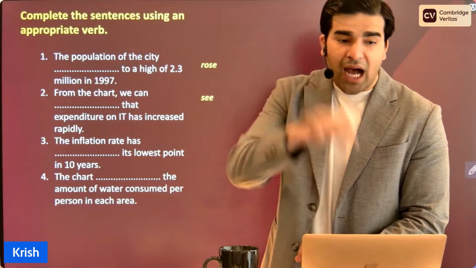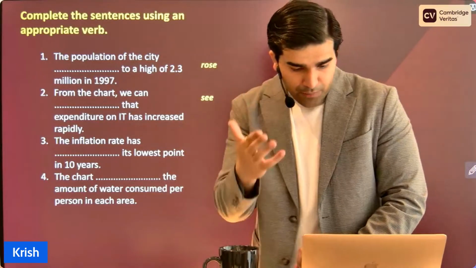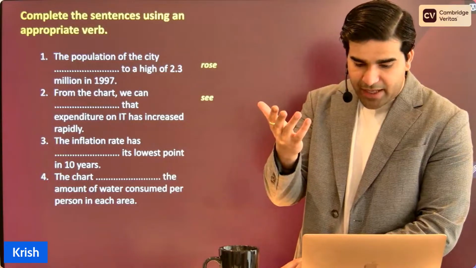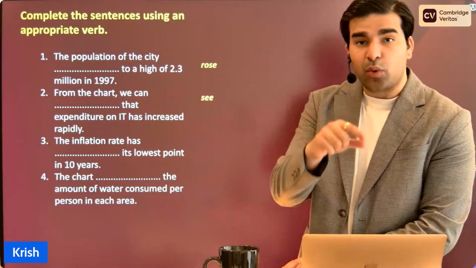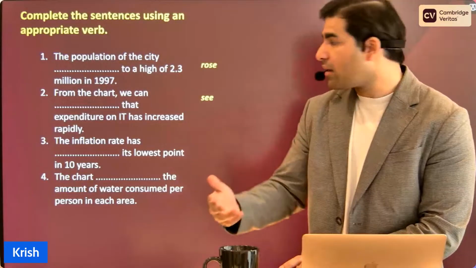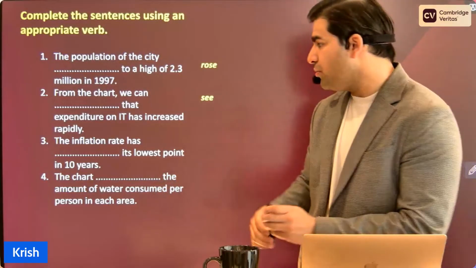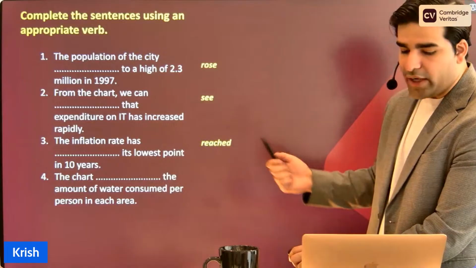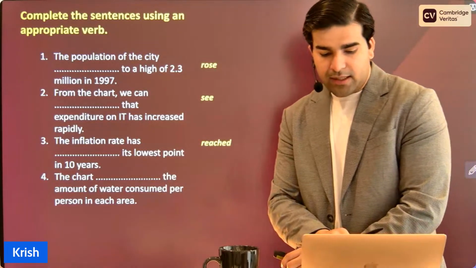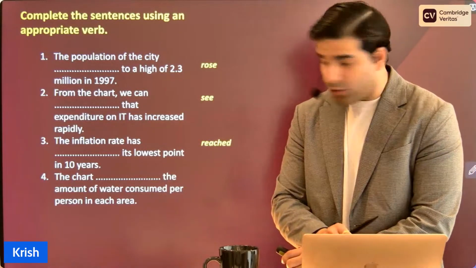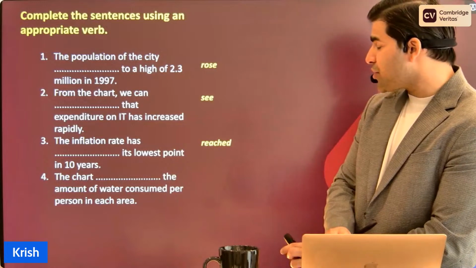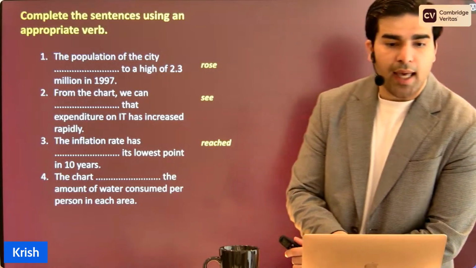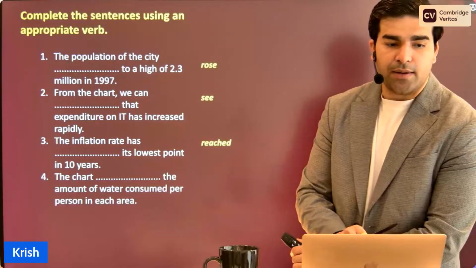So in that case, you'd either say dropped to, because some of you are mentioning that, which is good vocabulary. Priya's mentioned it. And similarly, Nana, the word declined again would have to take another word, which is to. So keeping this in context, we've used reached, and some of you have mentioned that. That's nice, lovely. And the last one, let's have a look. The chart dash the amount of water consumed per person in each area. Which one do you think it is?